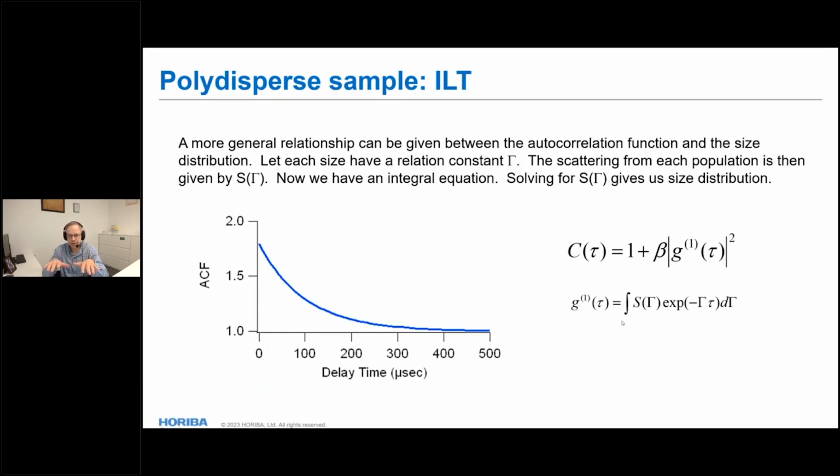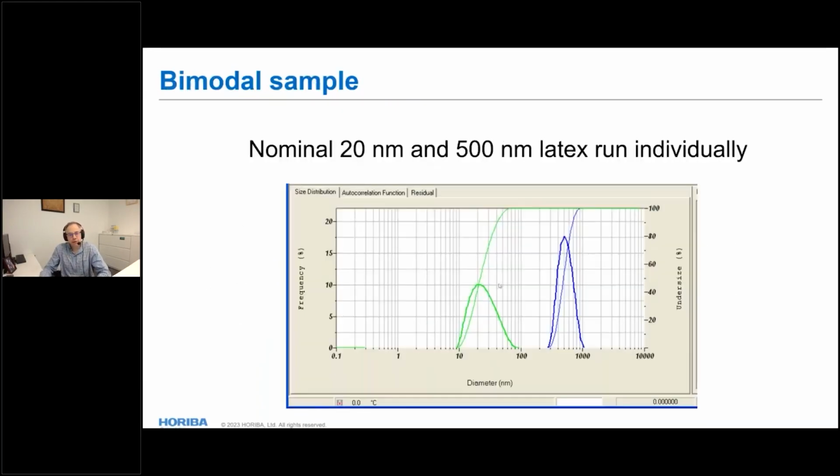They oscillate. The second thing we're going to do is feed a little bit of information into the math about what we think about the size distribution. And different manufacturers approach this in different ways, and how much you're allowed to touch this fitting procedure. Let's take a bimodal sample.